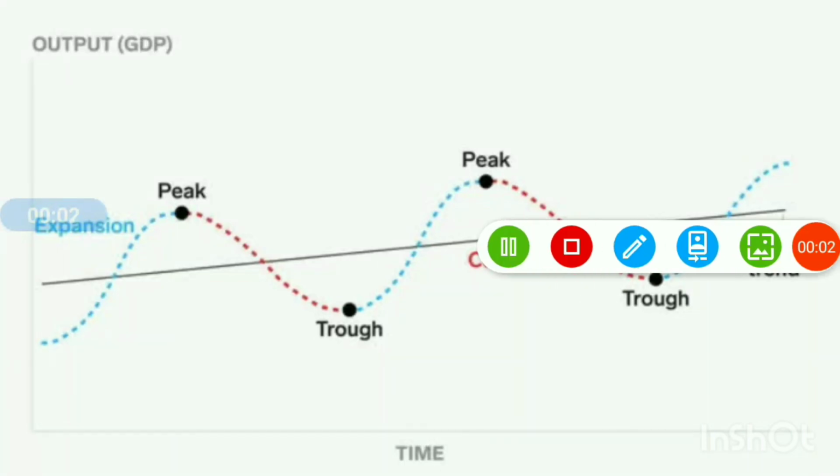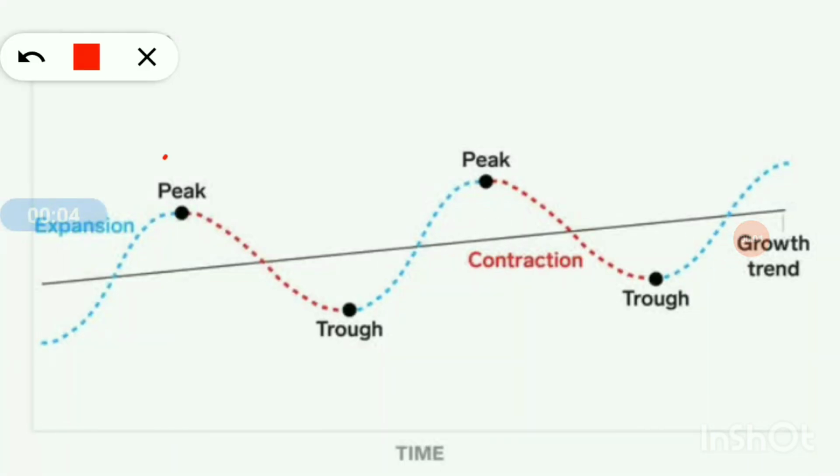So now going to the second stage, that is the peak. At this stage, product prices are at their highest level. So that's why we can say it is the right time for the economy to start to fall. And you can see it in this diagram also. So now going to the third stage, that is the contraction or recession.